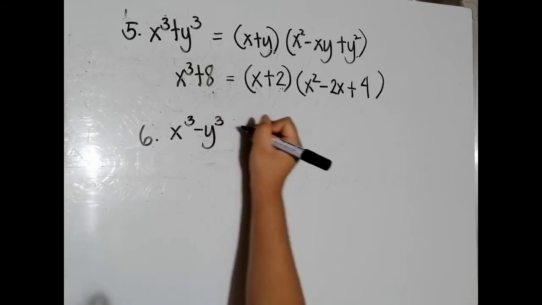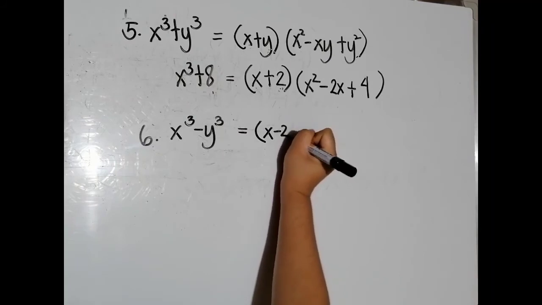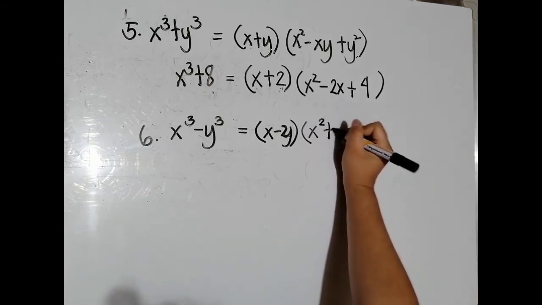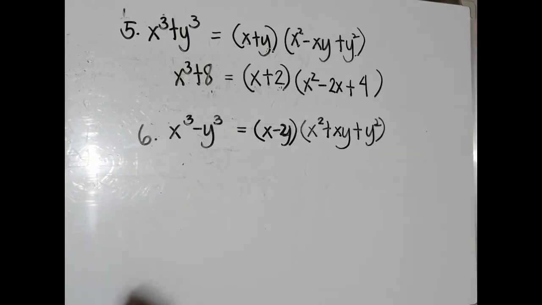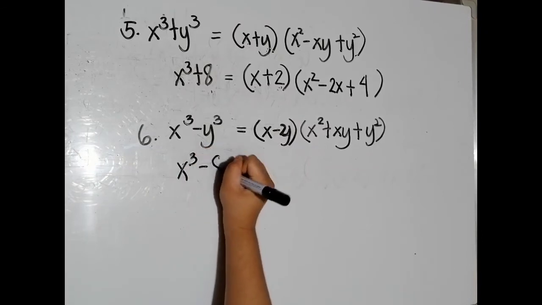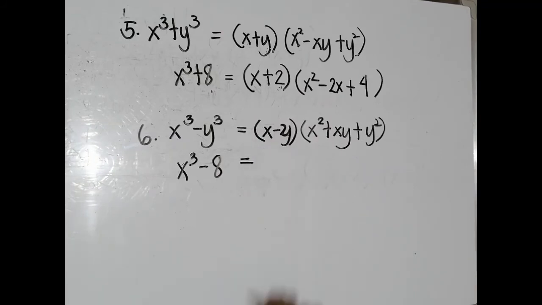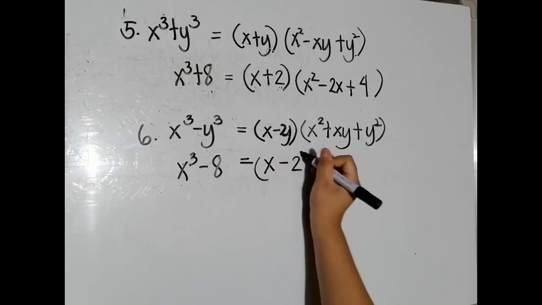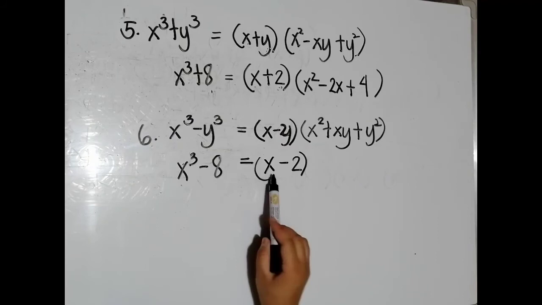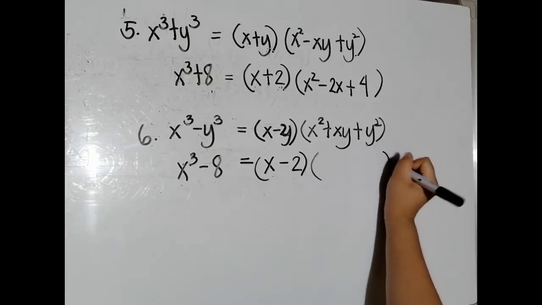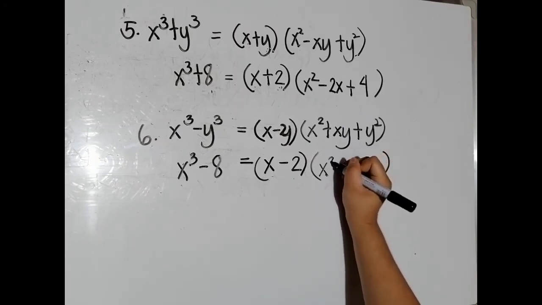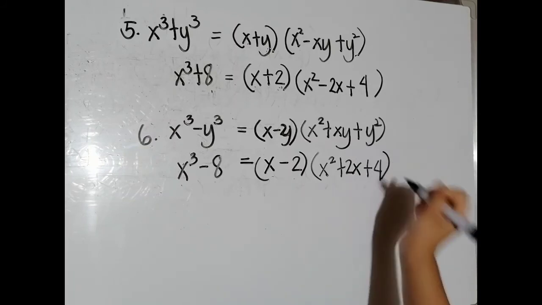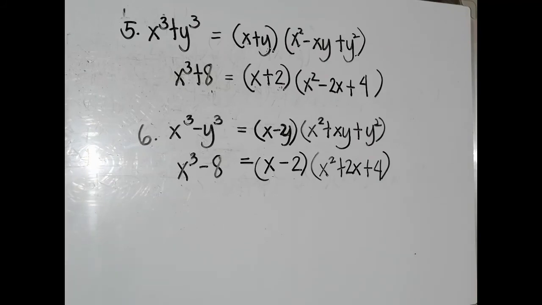Next, x cubed minus y cubed. We have x minus y times x squared plus xy plus y squared. Okay, x cubed minus 8 is equal to the cube root of x is x minus 2. Okay, the other factor will be x squared, then the opposite sign. What is the opposite sign of negative 2? That is plus 2x plus 4. That's it. The only difference is their sign.